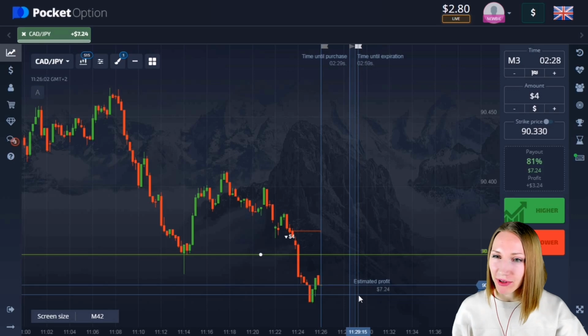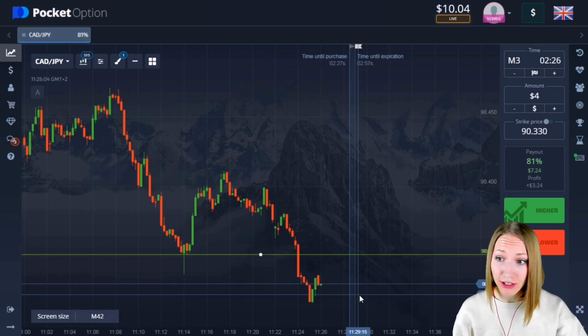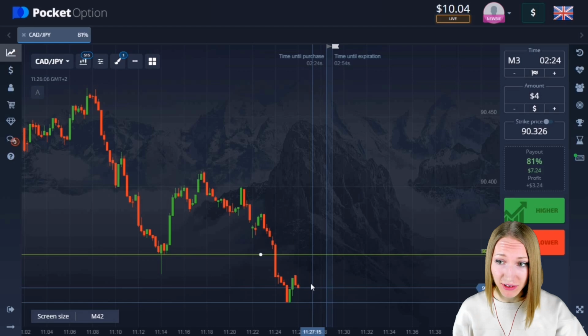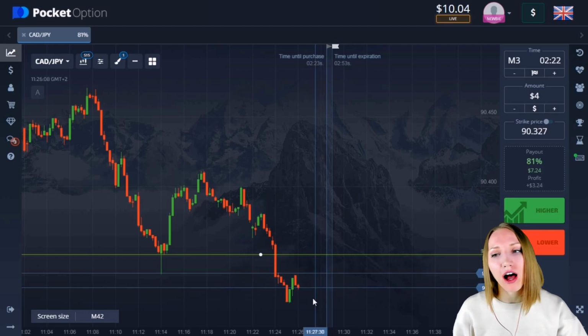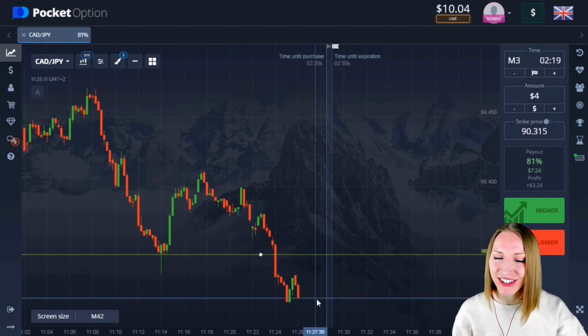Well, it's quite good. The price continued moving down and possibly broke through the support level, so we have got the very awesome profit and I'm ready to continue.